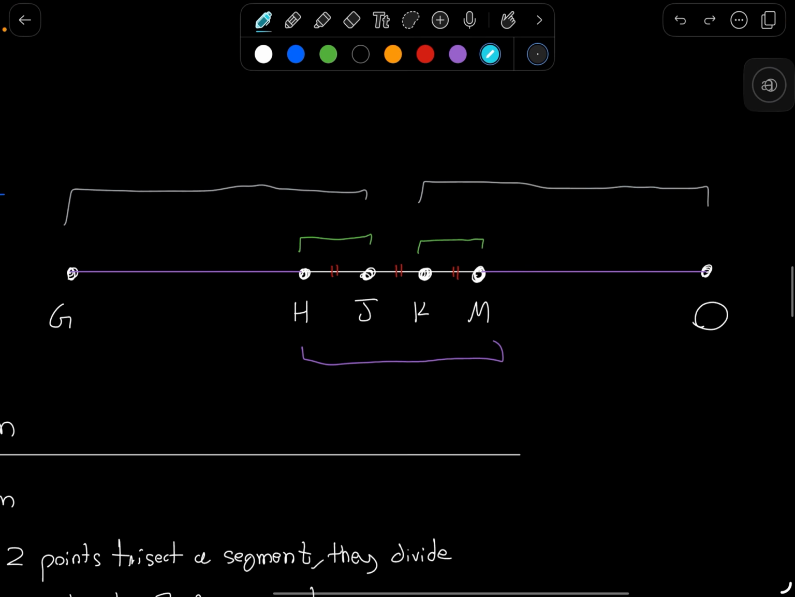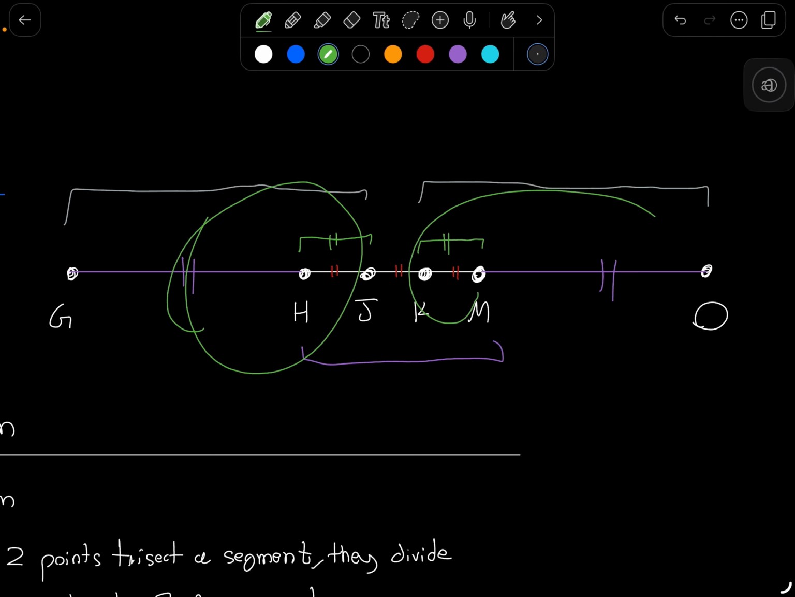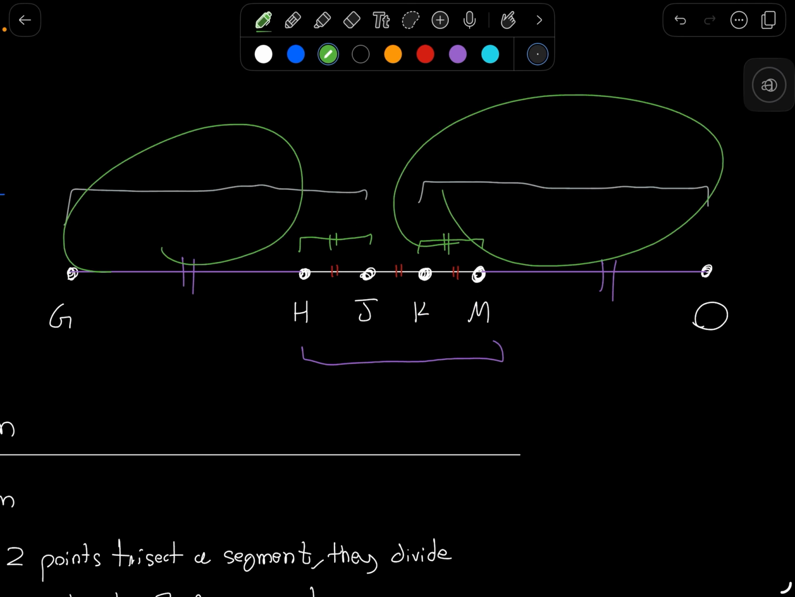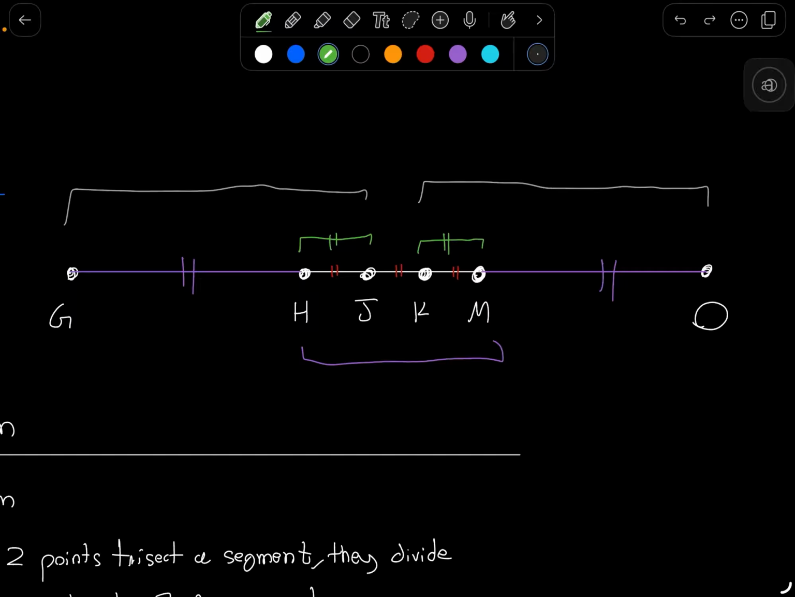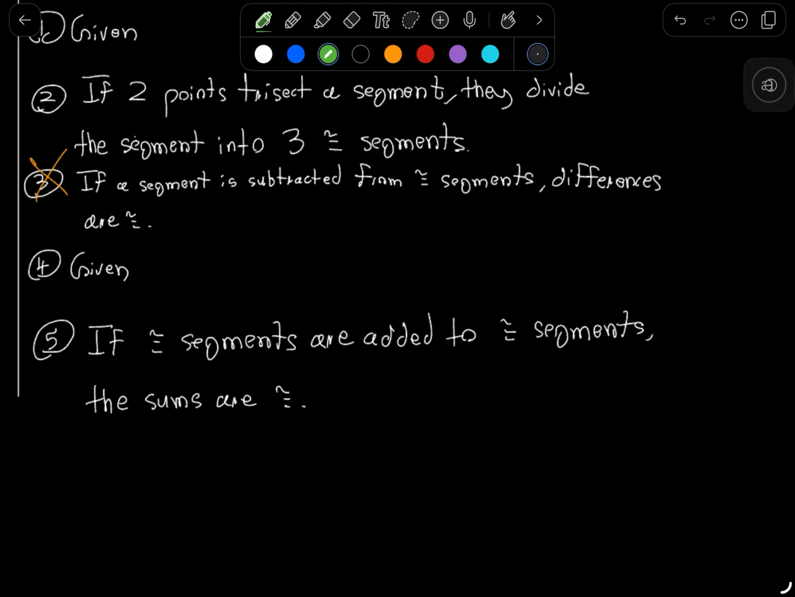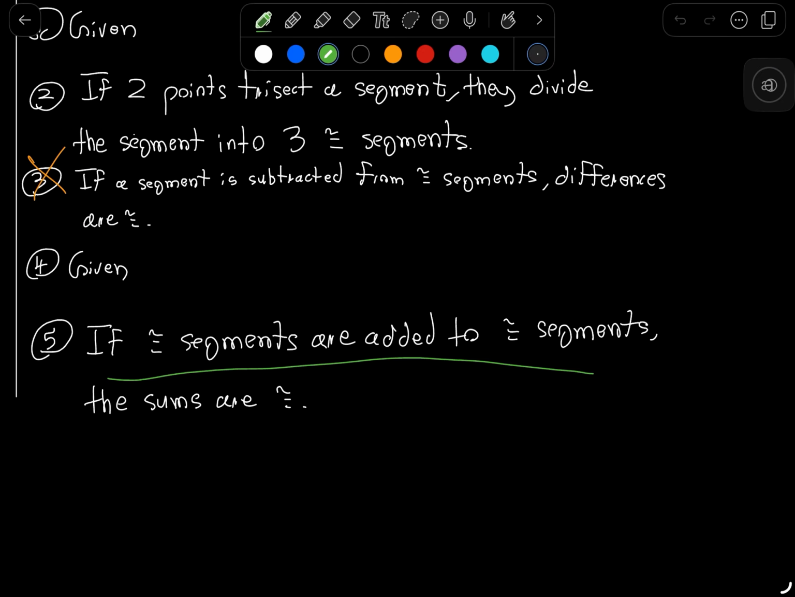So, think about what we have. We have a pair of congruent segments, and then we have another pair of congruent segments. So we can use the addition property, because you can just add these two pairs together and you're going to get these overall sums. So think about what property you use though. You have congruent segments being added to congruent segments. So you're going to use: if congruent segments are added to congruent segments, the sums are congruent. Make sure you're using the right variation of the addition property.